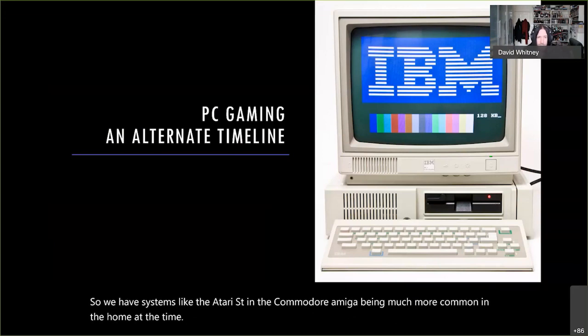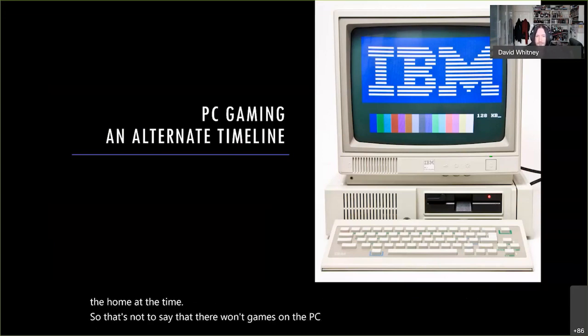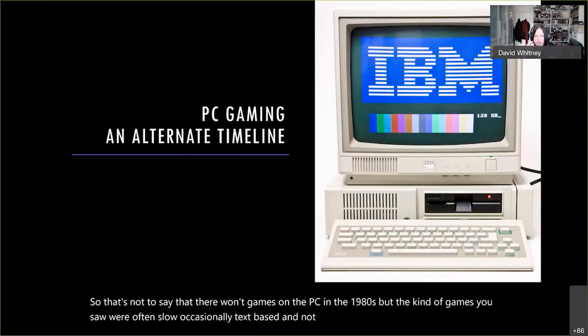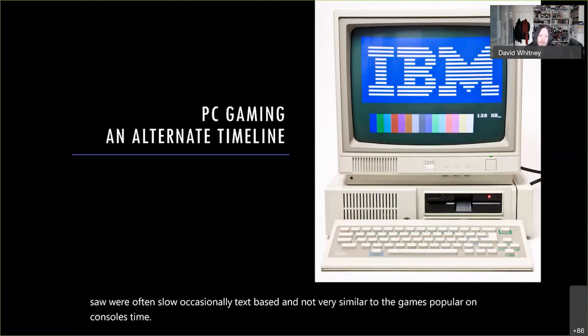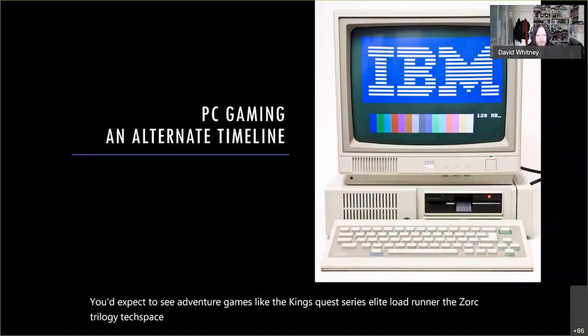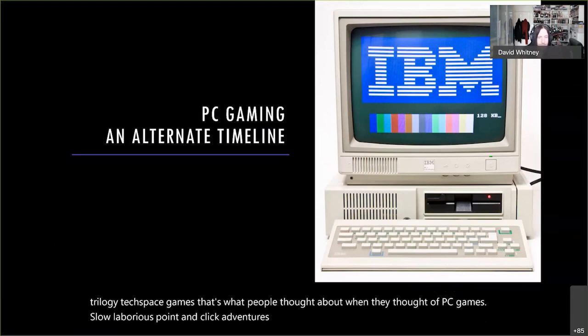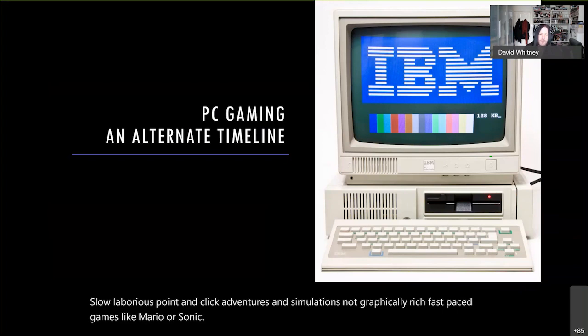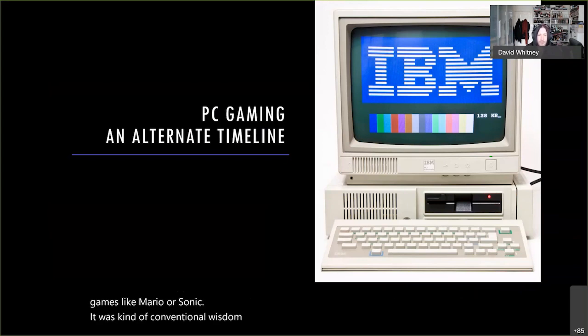So that's not to say that there weren't games on the PC in the 1980s, but the kind of games you saw were often slow, occasionally text-based, and not very similar to the games popular on consoles at the time. You'd expect to see adventure games like the King's Quest series, Elite, Lode Runner, the Zork trilogy, text-based games. That's what people thought about when they thought of PC games. Slow, laborious, point-and-click adventures and simulations. Not graphically rich, fast-paced games like Mario or Sonic. It was kind of conventional wisdom that PCs literally were not capable of the kind of performance that more specialized gaming systems were.